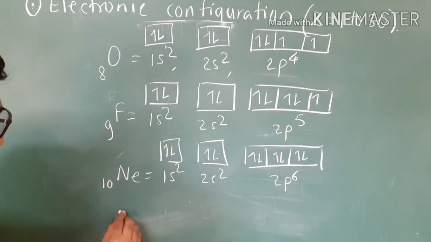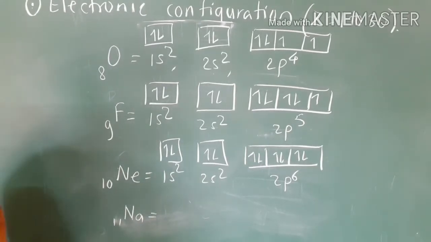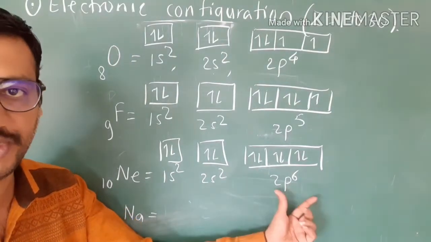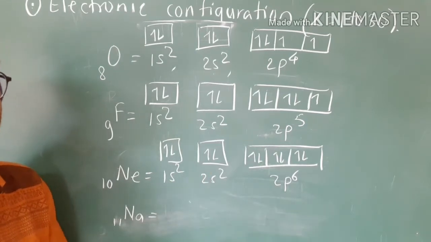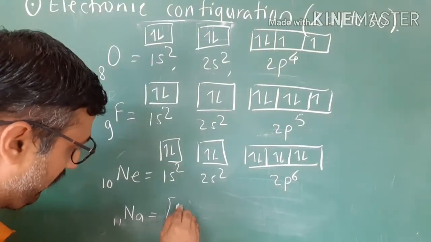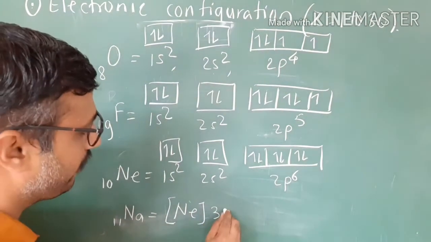Now atomic number 11 is sodium. Here we can write the electronic configuration of sodium as 1s2, 2s2, 2p6 and 3s1, because the 2p subshell is completely filled. That's why the 11th electron will enter the 3s subshell. And we can write this electronic configuration of sodium as neon in square brackets and then 3s1.